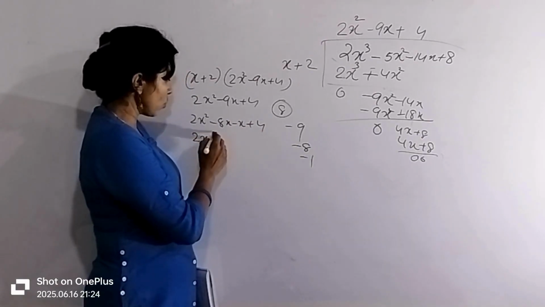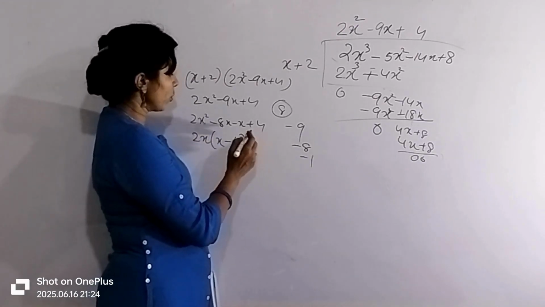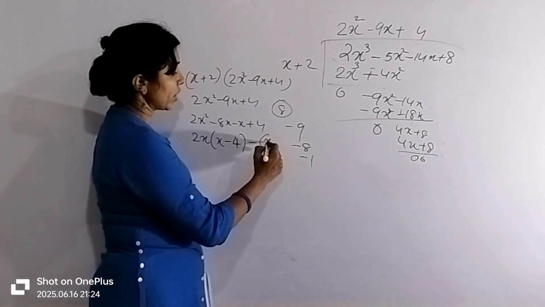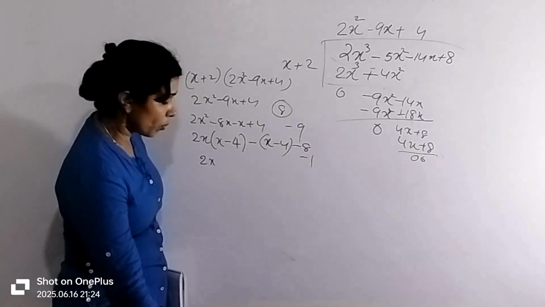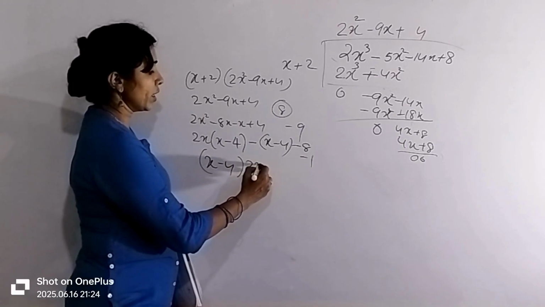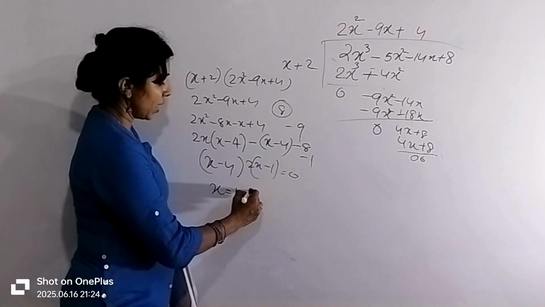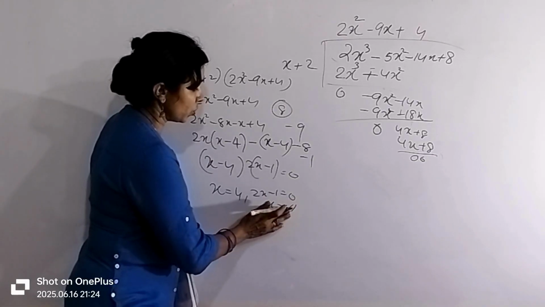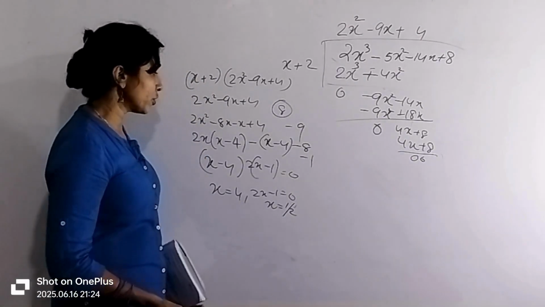Here 2x is common, I am taking outside, x minus 4 here. Here also I need to get x minus 4, so I am taking outside minus. So x minus 4, okay. Here also x minus 4 is common, so I am taking outside that. So here 2x minus 1 is equal to 0. So x is equal to 4, and 2x minus 1 is equal to 0, that means x is equal to 1 by 2. Clear? 4 and 1 by 2 are the other two zeros of this polynomial.